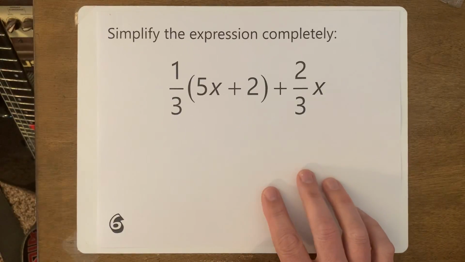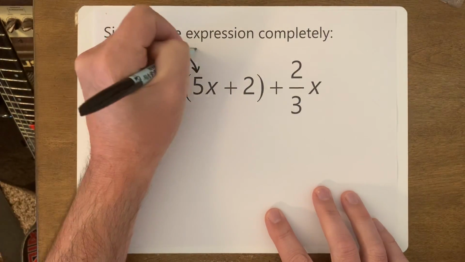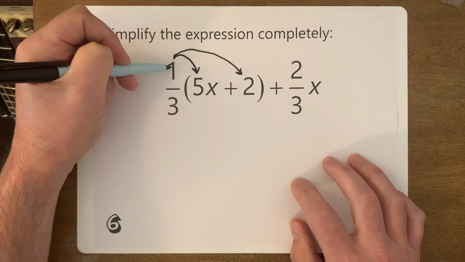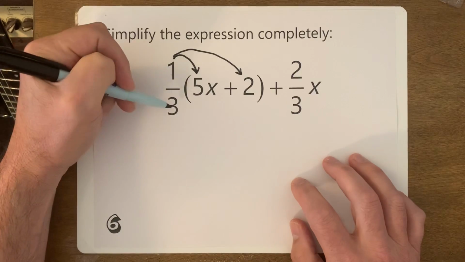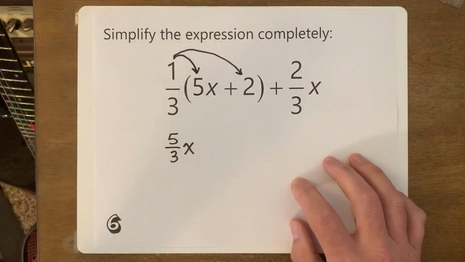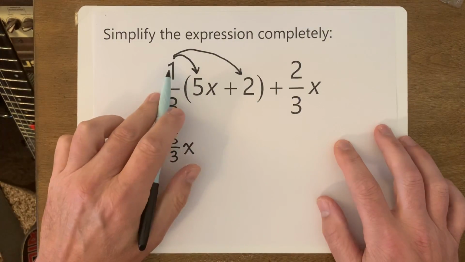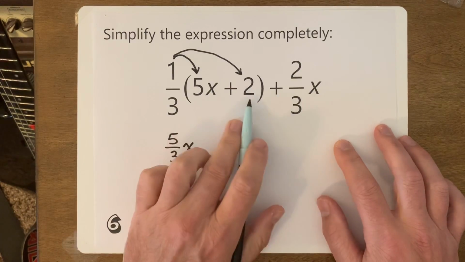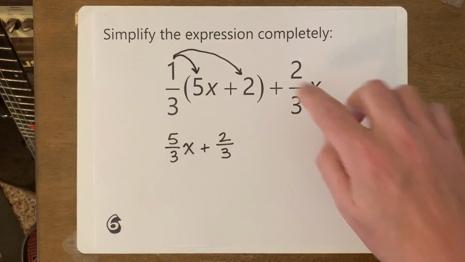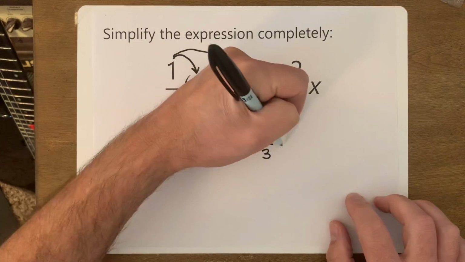All right, let's check out this one. Again, I'm going to distribute because I have parentheses. Distribute here, distribute here. So let's take a look. 5 times 1 is 5. Divided by 3 does not cancel. So I have to leave it as 5 over 3 with an x on the side. I usually put my x on the side like that. 2 times 1 is 2. Divided by 3. There's no variable here. So plus 2/3 here. And then this plus 2/3 is just kind of sitting there. It's plus 2/3 x at the end.